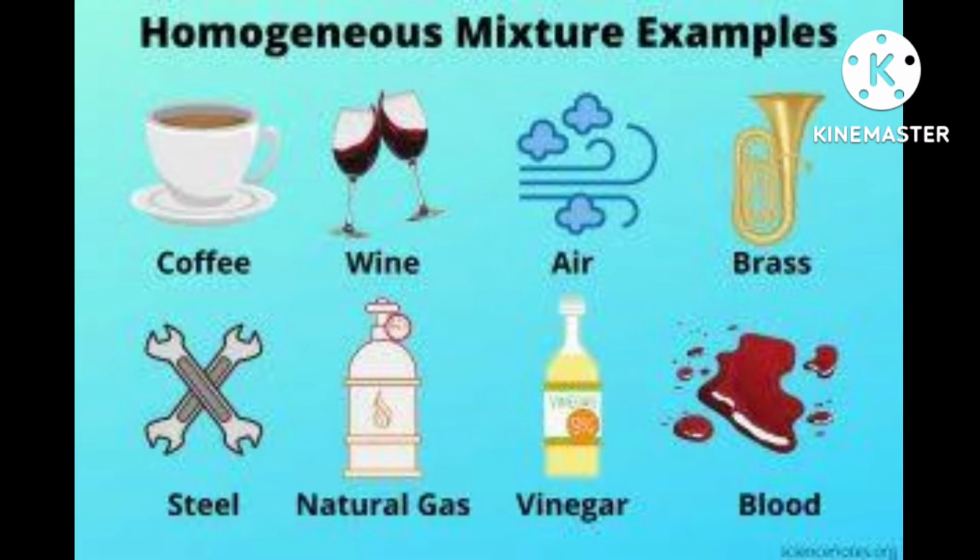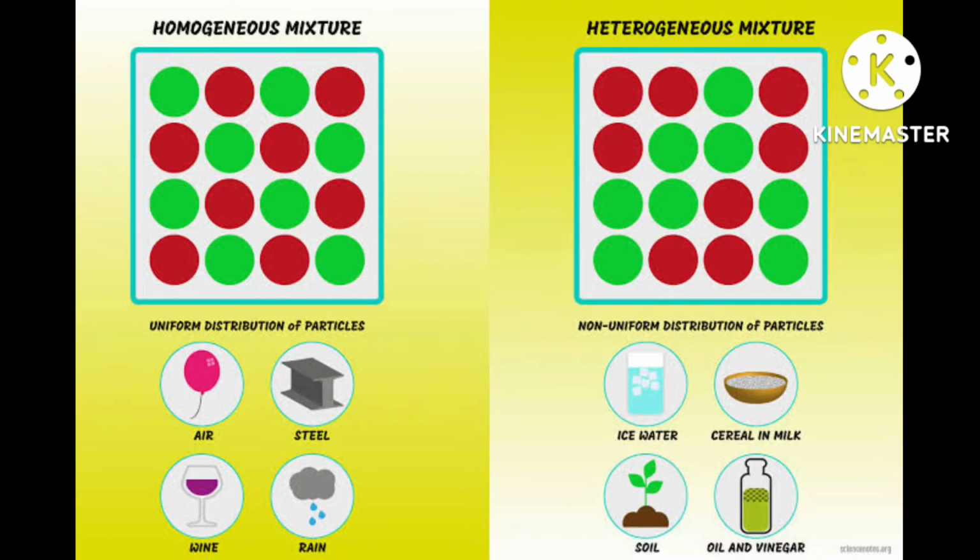Because of such arrangement of particles, different states of matter exhibit the following characteristics. Solids have definite volume and definite shape. Liquids have definite volume but not definite shape. They take the shape of the container in which they are placed. And gases? Gases have neither definite volume nor definite shape. They completely occupy the container in which they are placed.